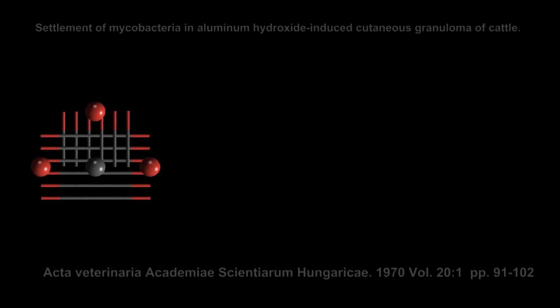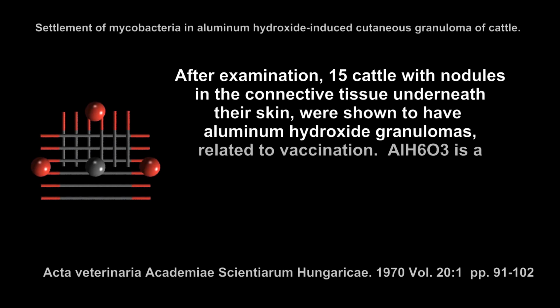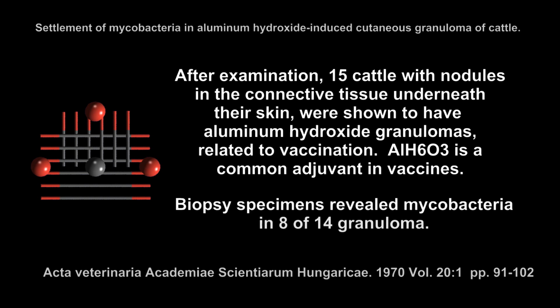After examination, 15 cattle with nodules in the connective tissue underneath their skin were shown to have aluminum hydroxide granulomas related to vaccination. Aluminum hydroxide is a common adjuvant in vaccines. Biopsy specimens revealed mycobacteria in 8 of 14 granulomas.